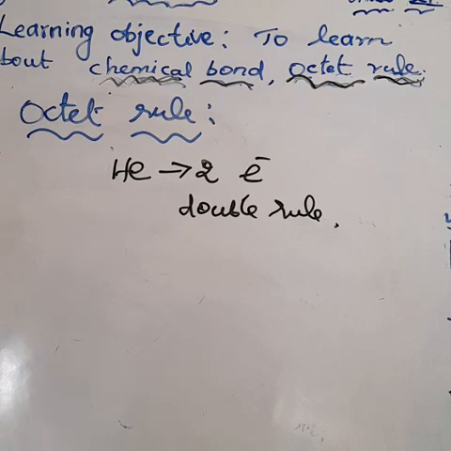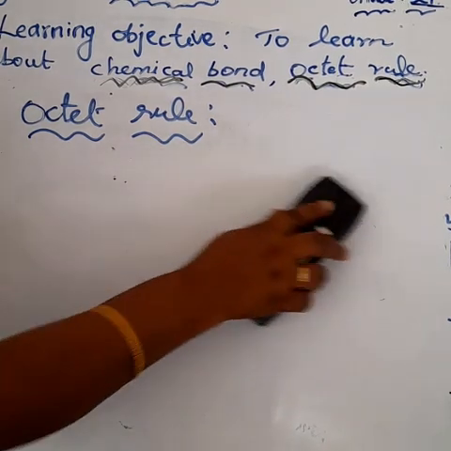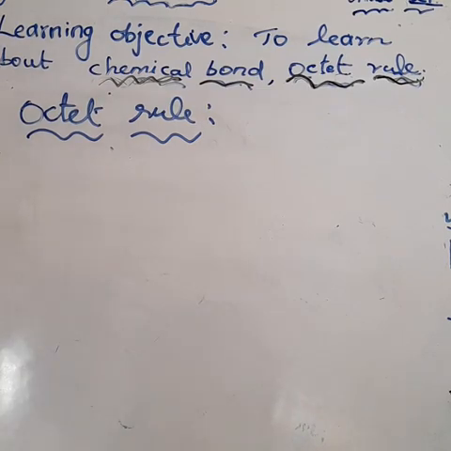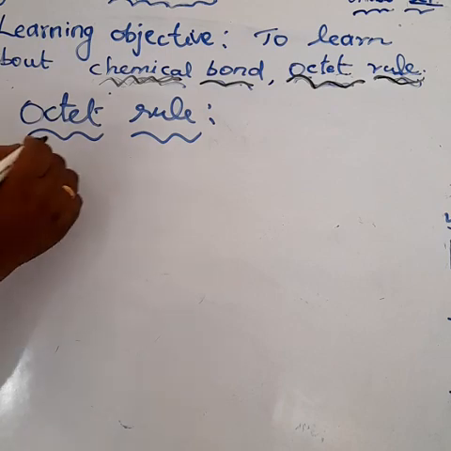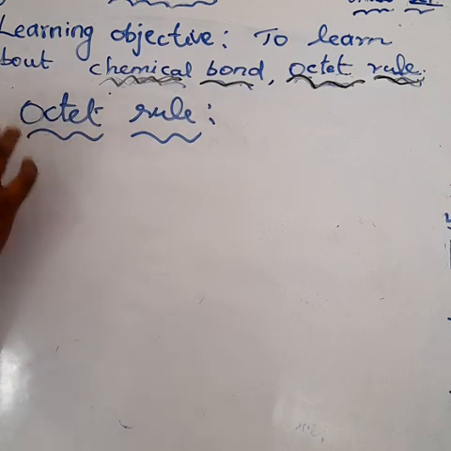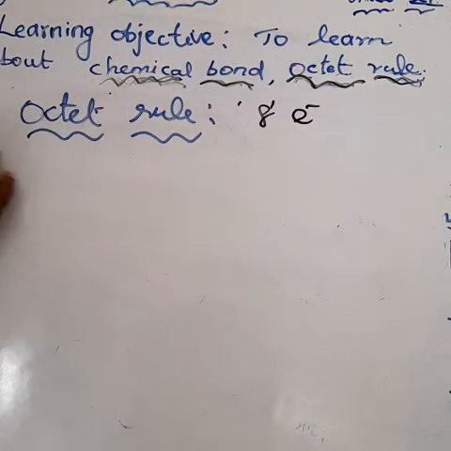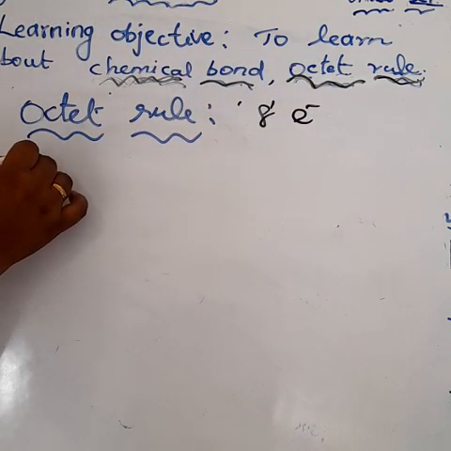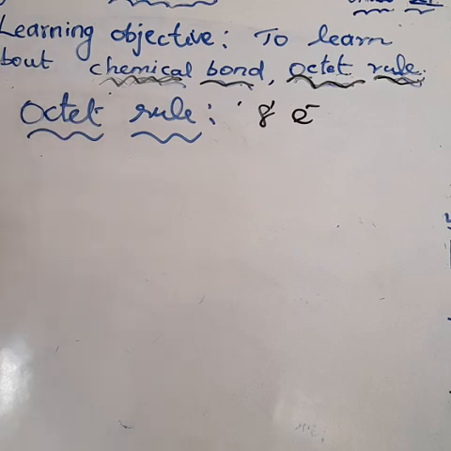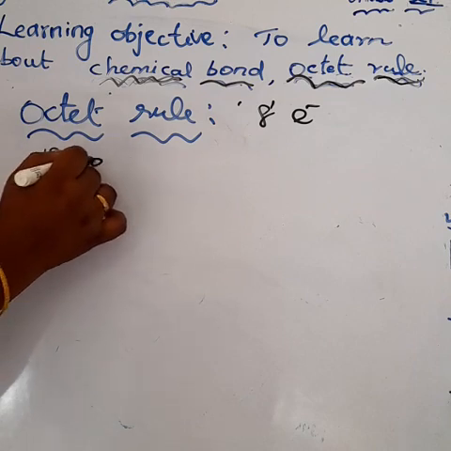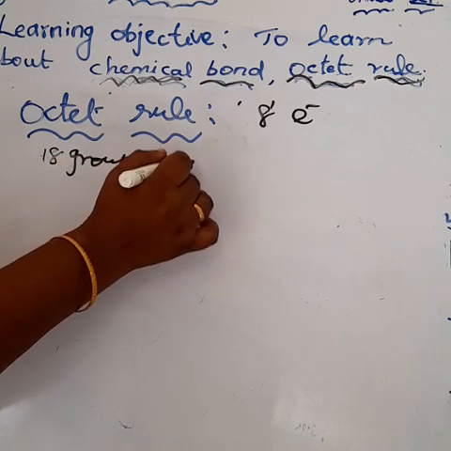And then, how do the noble gases obey the octet or doublet rule? Let us study, listen carefully. What are noble gases? In our modern periodic table, there are 7 periods and 18 groups. The group 18 elements we call noble gases.